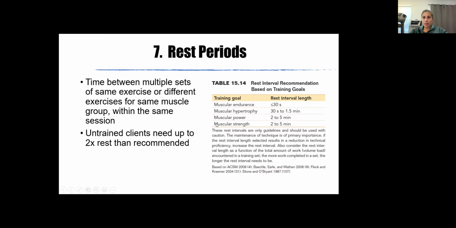I hope that makes sense as we go look at this. Any questions about the rest? And feel free to read the fine print here. Again, it's a guideline, used with caution. Technique is so important. So if you took your rest, but that's compromising your technique because you didn't rest long enough, then increase your rest time. And again, depending on the individual, they might need more rest, especially for someone who might be a beginner client.